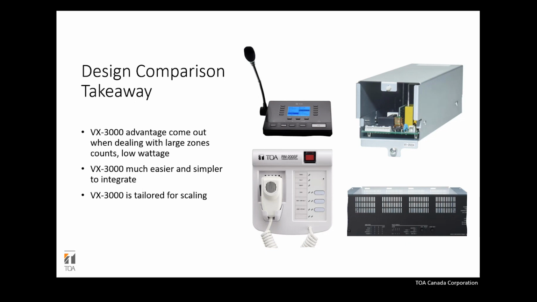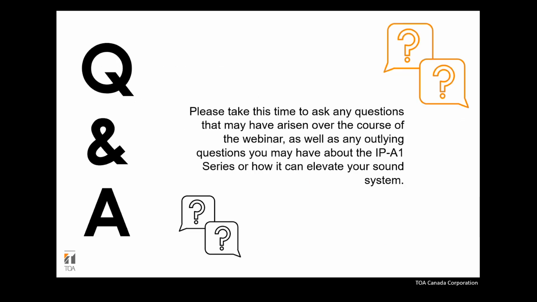It's tailored for scaling. So if you have big projects, say multiple warehouses in the same complex, you can connect multiple VX3000 systems in one warehouse to the other over fiber, over your existing TCP/IP and/or your LAN network.